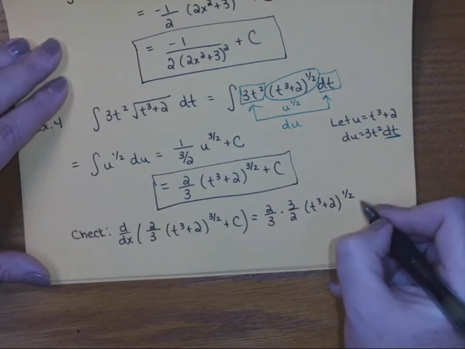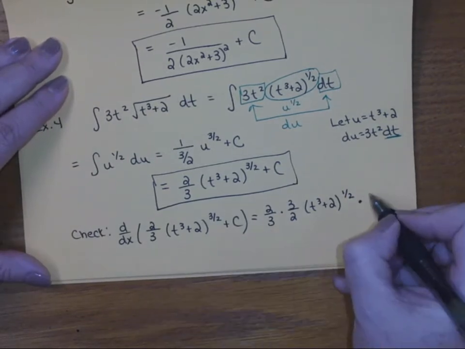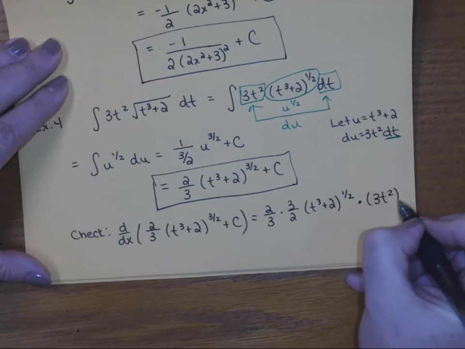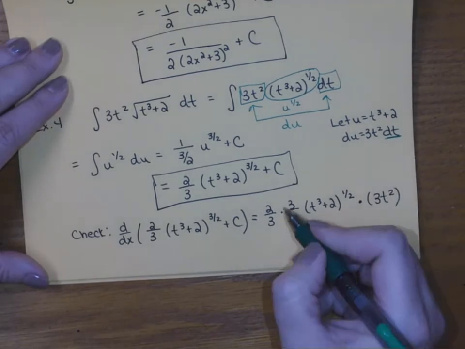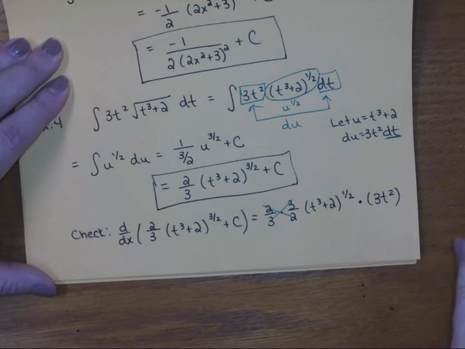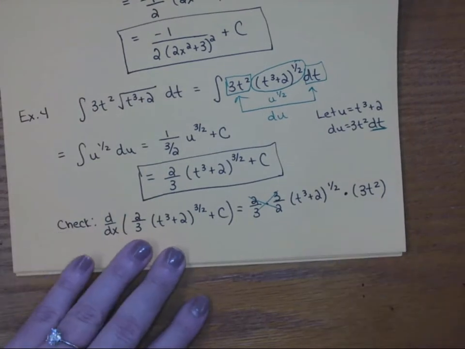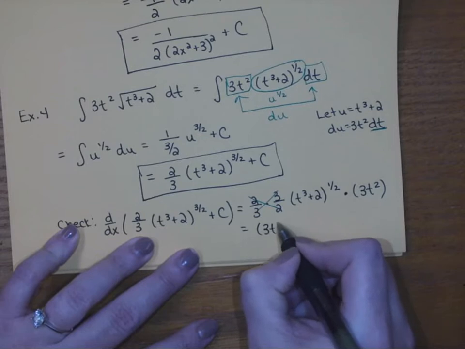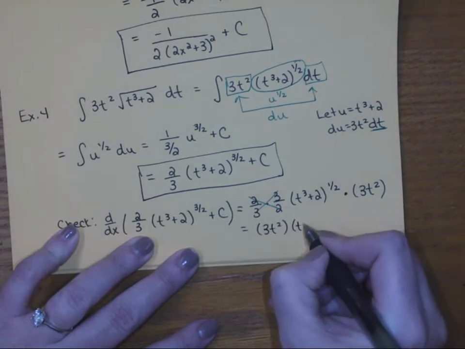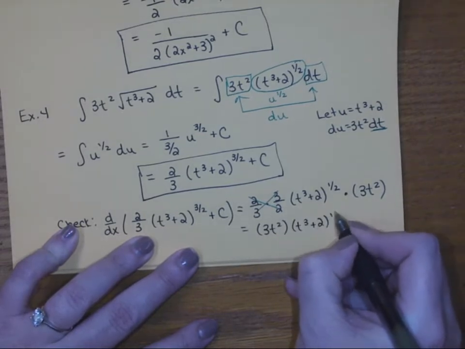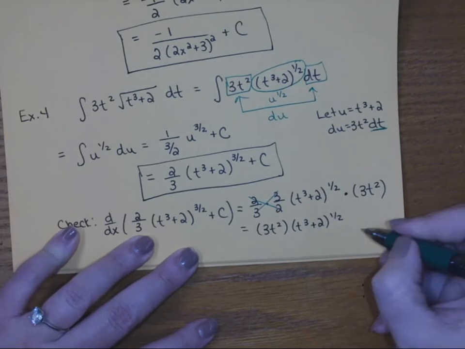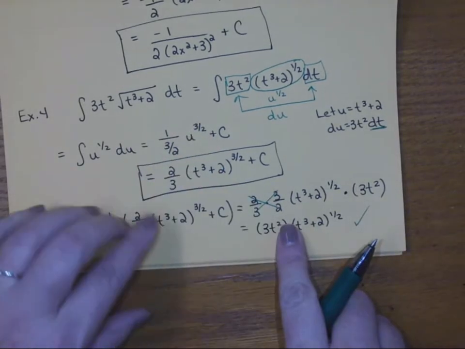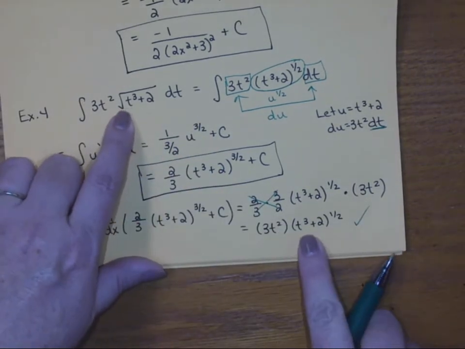Okay, but then we also have to multiply by the derivative of the inside, which in this case would be 3t squared. Okay, notice that goes away, right? 2/3 times 3 halves is just 1. And then notice you get the very thing you started with, right? So 3t squared and then times t cubed plus 2 to the 1/2. Okay, so we can put a check mark there, right? That's exactly what we started off with, minus the square root, just because we wrote it differently.